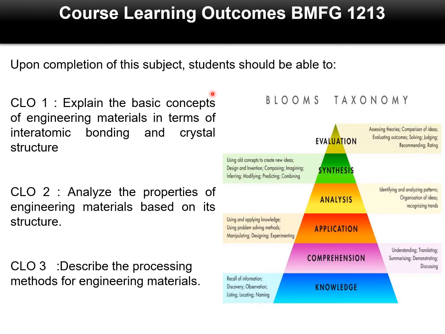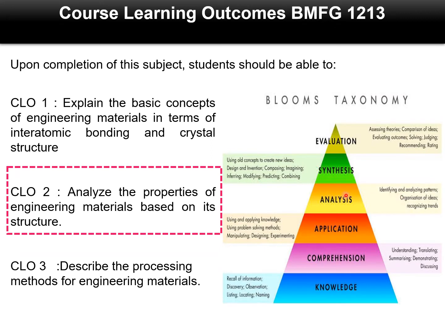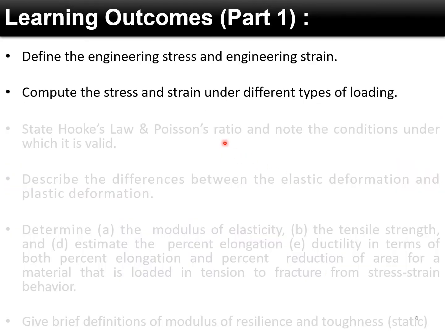Okay, so for the course learning outcomes for the subject, there are three, but this chapter will cover LO2, which is to analyze the properties of engineering materials based on their structure. The learning outcomes are to define engineering stress and engineering strain, and compute the stress and strain under different types of loading.